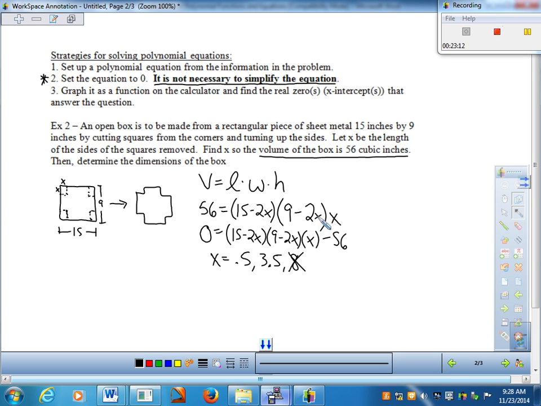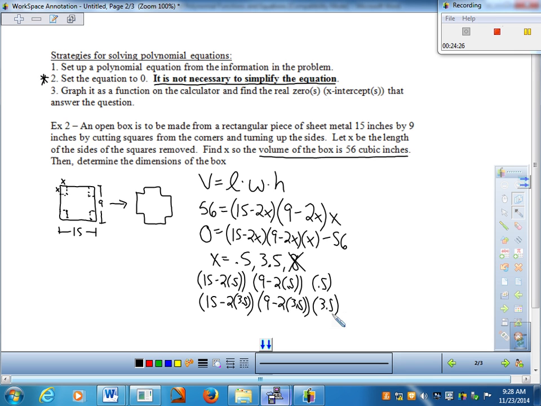So I'm going to do the first one and then probably just write the second one, but essentially it's 15 minus 2 times 0.5. That'll be the length. The width would be 9 minus 2 times 0.5. And then obviously the height is going to be 0.5. So that'll be our length, width, and height in just a second. And then I would repeat the process with 3.5. So I would do that piece right there, and 9 minus 2 times 3.5, and then obviously 3.5.